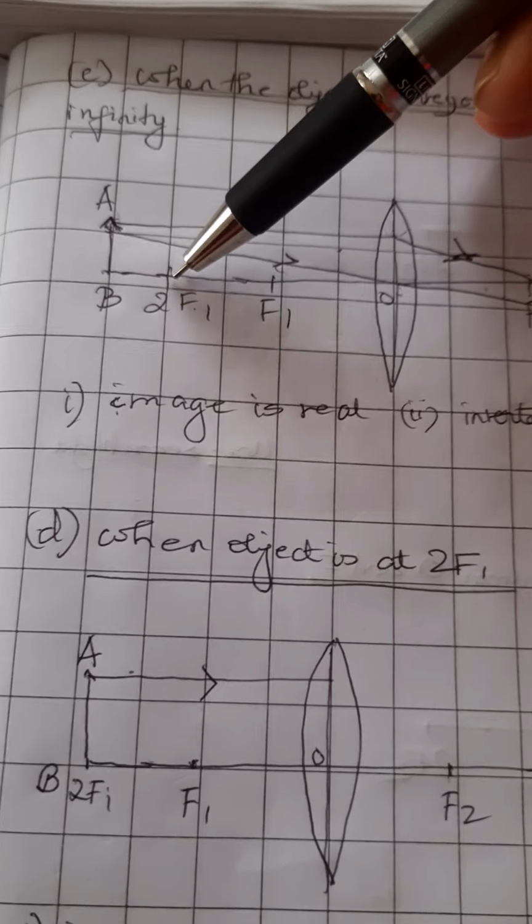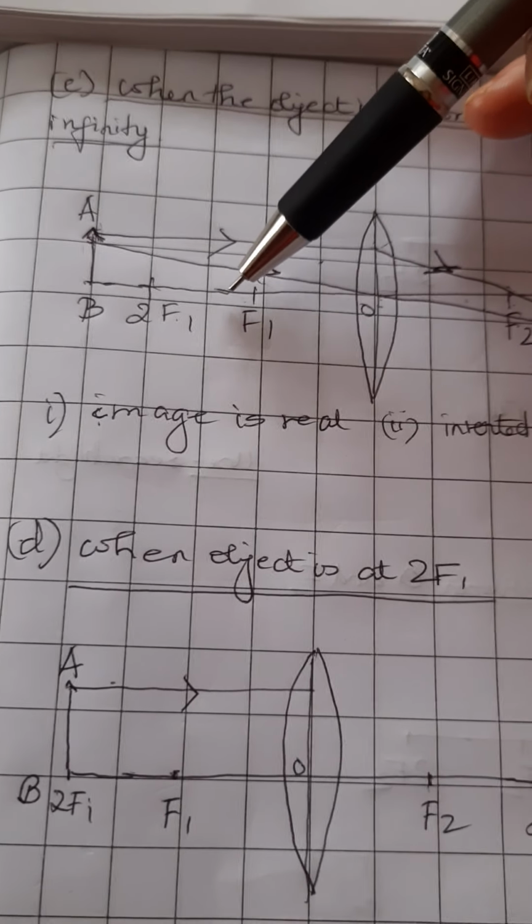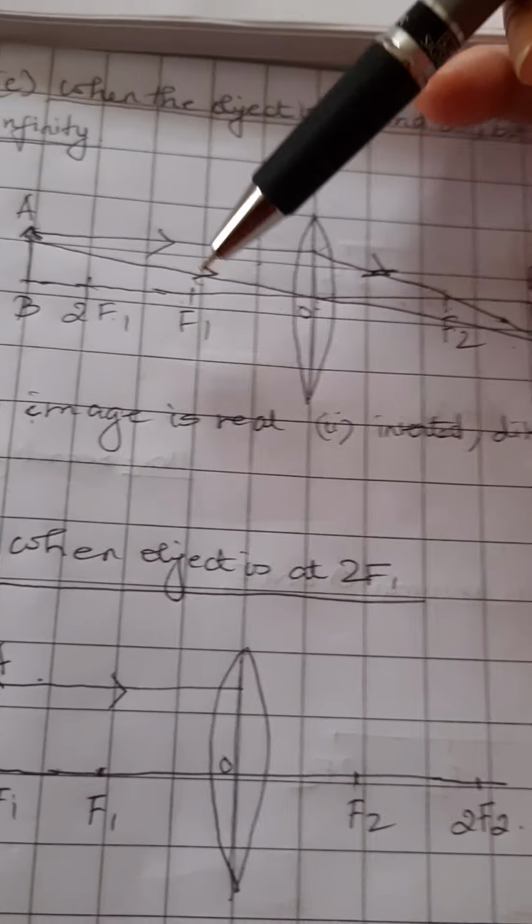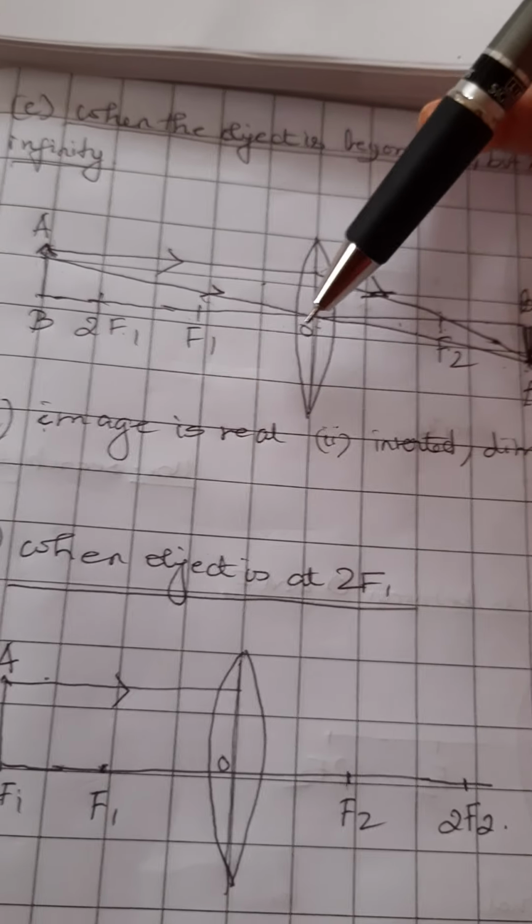Next it will be kept between 2F1 and F1. Next the object will be kept at F1. Then the object will be kept between F1 and O.